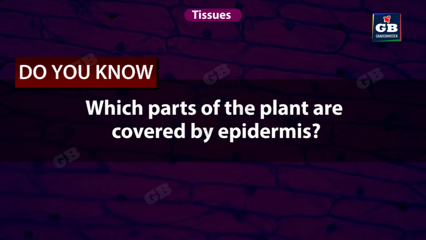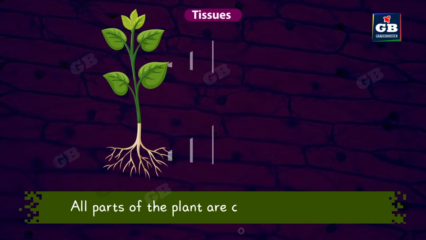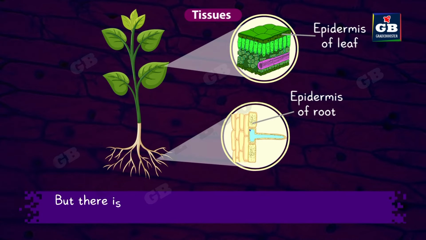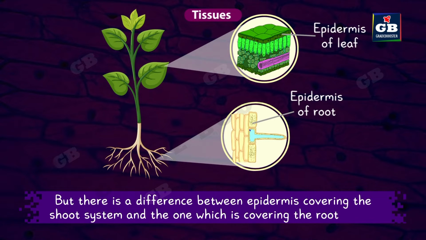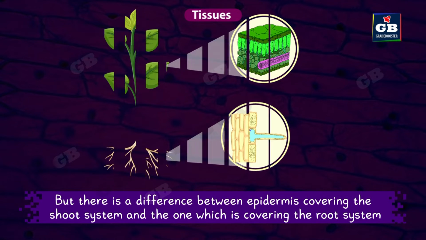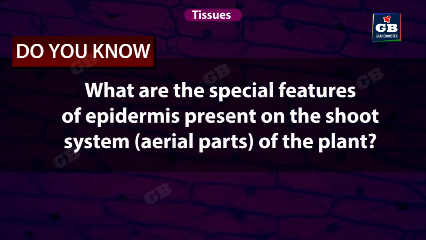Which parts of the plant are covered by epidermis? All parts of the plant are covered by epidermis. But there is a difference between the epidermis covering the shoot system and the one which is covering the root system. What are the special features of the epidermis present on the aerial parts of the plant, that is, the shoot system of the plant?